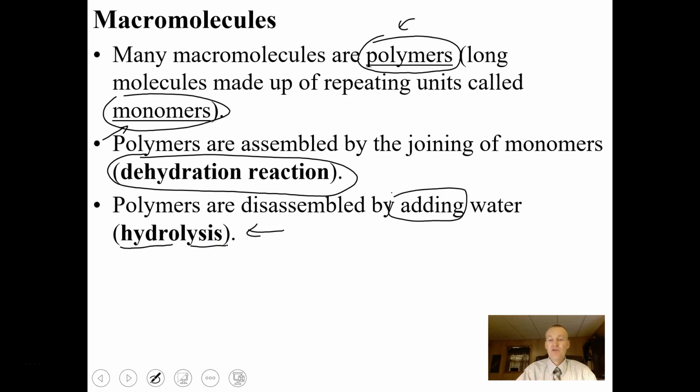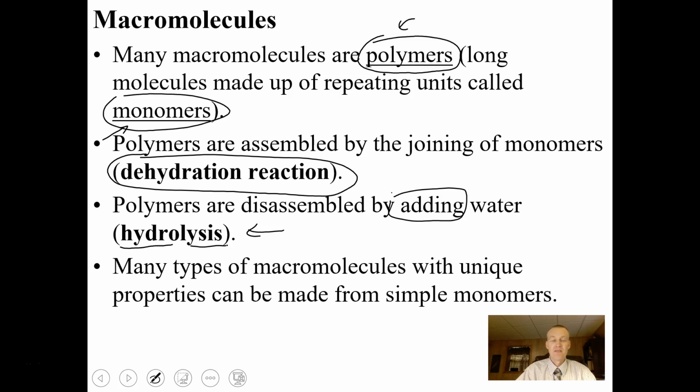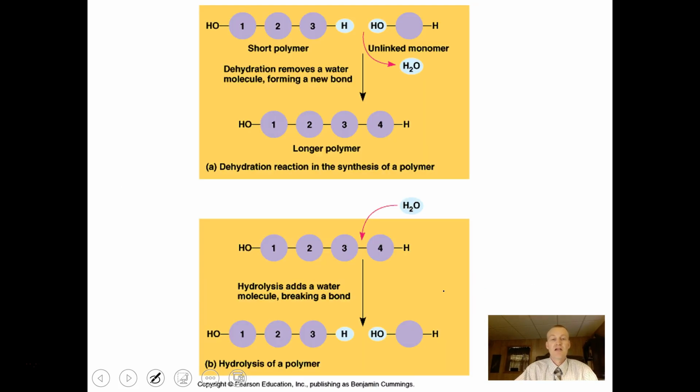And if you ate something right before watching this lecture, you're doing it right now in your intestines. You have enzymes that are adding water to break down your polymers into monomers, and the monomers are being absorbed across the wall of your small intestine. Many types of macromolecules with unique properties can be made from very simple monomers. So from simple building blocks, we can make complex things.